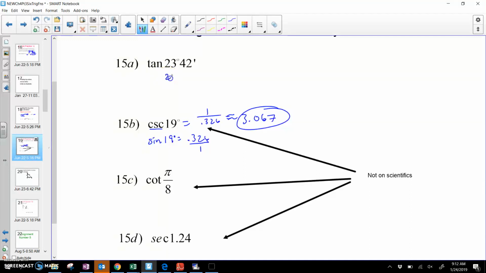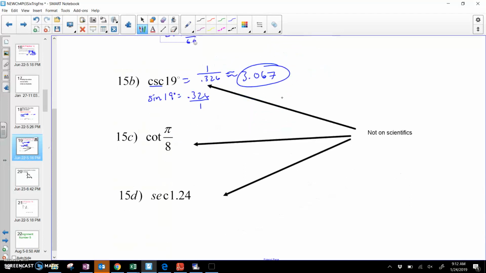Go ahead and do A, C, and D on your own. For A, first I had to convert this. I did plus 42 over 60, and so I got 23.7. That's in degrees, which is what I typed in my calculator, and got 0.439. That should be the answer for that one.